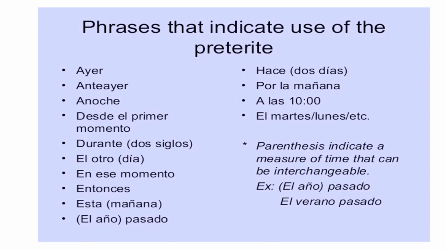The following are considered preterite indicators because each will require the verb that follows to be in the preterite tense. This list includes words or keywords that automatically require the past tense, and you can be certain the preterite is usually the correct past tense to use if the verb is used in front or following one of these expressions. Ayer, anteayer, anoche, desde el primer momento, durante, el otro, en ese momento. All these phrases indicate the use of the preterite. This will make it easier, so pay attention to keywords.